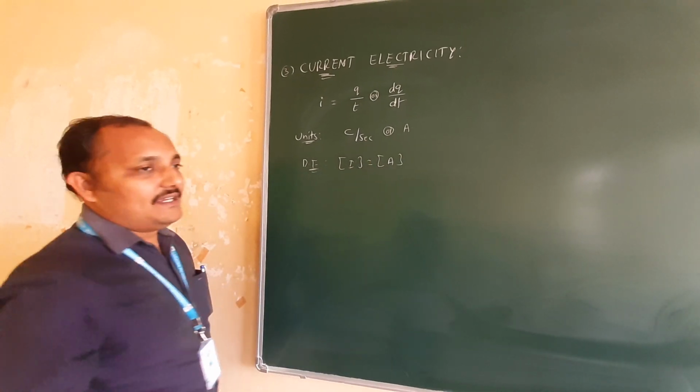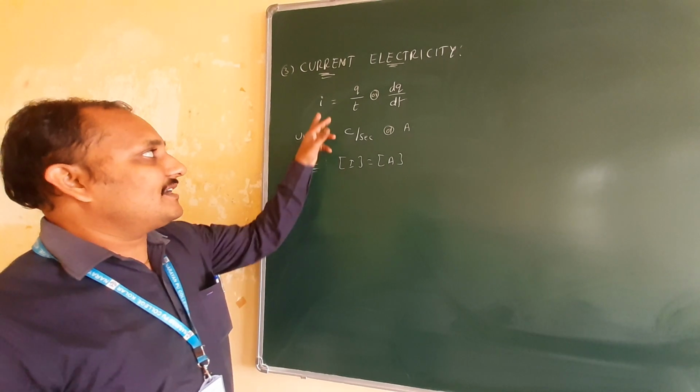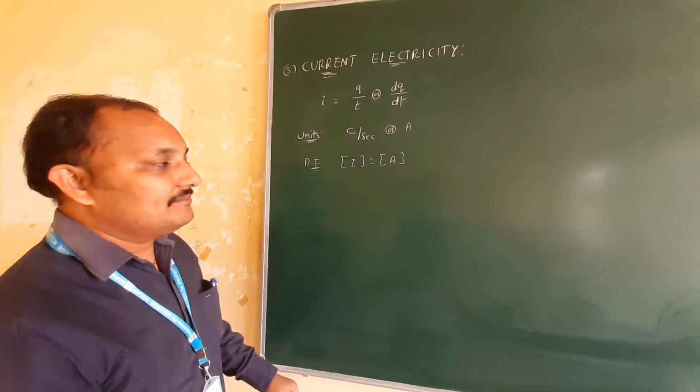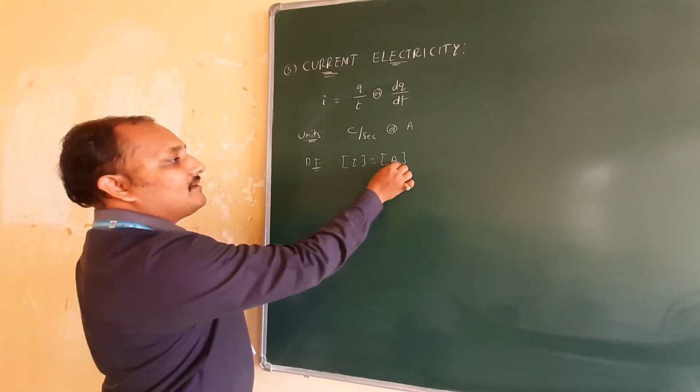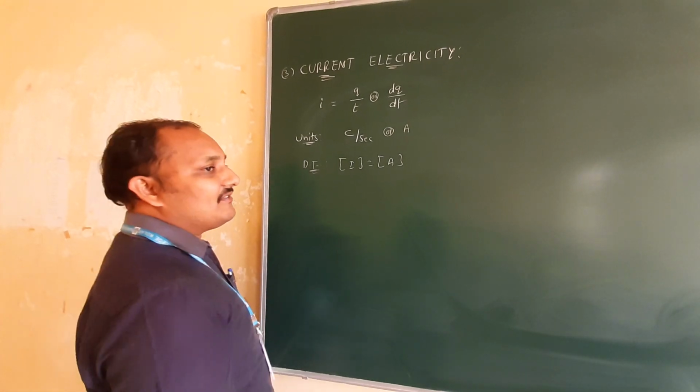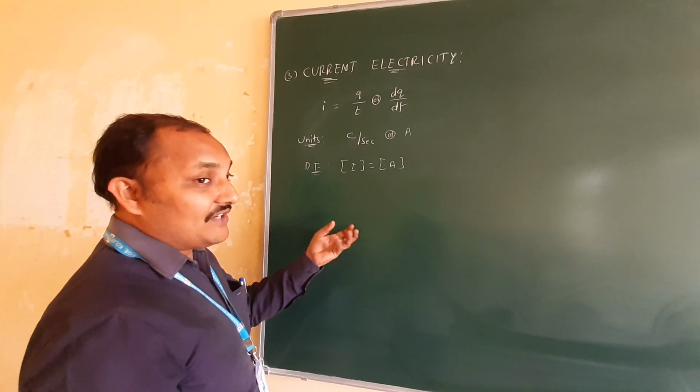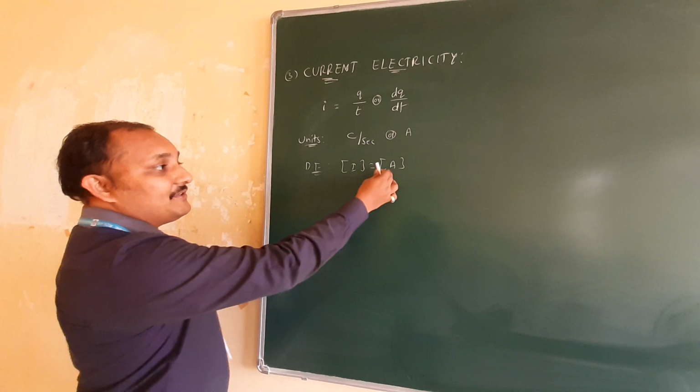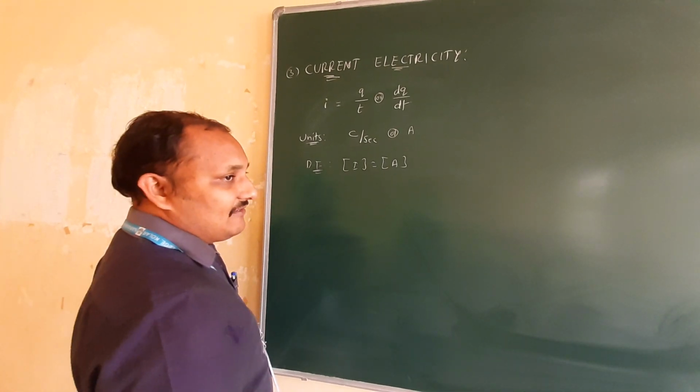It is denoted by A. For charge, what will you write? A T, you will write TA. So simply the current dimension formula is A because it is a fundamental physical quantity. First you came to know 7 fundamental physical quantities. This is one of the fundamental physical quantities.